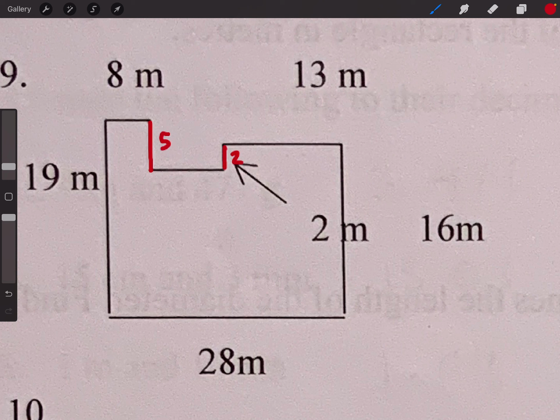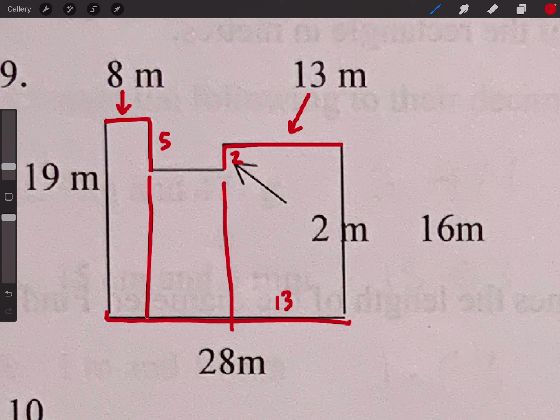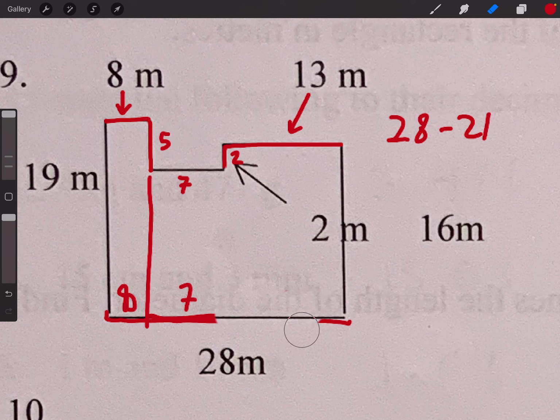What else we got? We got 8 here, and it looks to me like that's a 13. That's a 13 there. That's 8 there. 8 plus 13 will give us 21. So here's 28. The bottom one's 28. Okay, so this is 13. This is 8. Together it's 21. So that means 28 take away 21 gives us 7. This middle part must be 7, which means this is 7 down here. All right. Let's rub this stuff out.